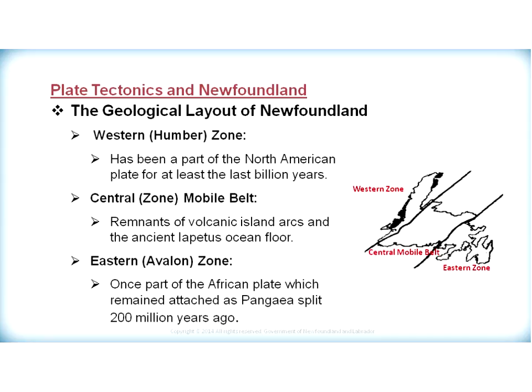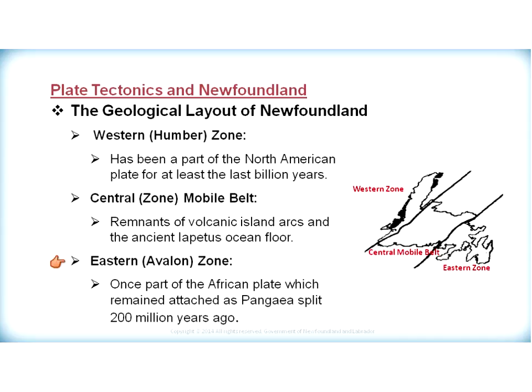So when we look at the geology of Newfoundland, the geologic layout shows that on the western portion of the island, we have what's called the Western Zone. This Western Zone has been a part of the North American plate for the last billion years or so. Within central Newfoundland, we see the Central Zone, which is called the Central Mobile Belt. This area is the remnants of volcanic island arcs and the remains of an ancient ocean floor that was once closed when the African plate collided with the North American plate.